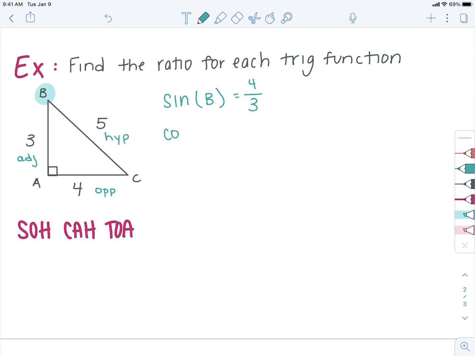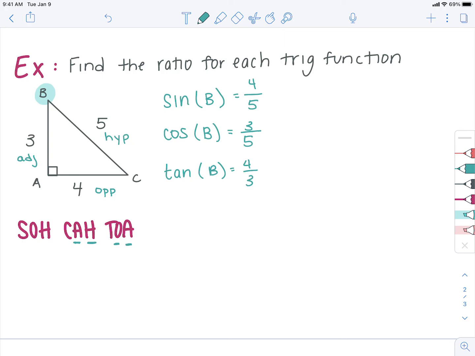If I want the cosine of angle B, cosine is my adjacent over my hypotenuse. My adjacent side is 3. My hypotenuse is 5, which makes me realize, hello, my hypotenuse up here is also 5. If I want my tangent of angle B, my tangent is my opposite over my adjacent, which is 4 over 3.